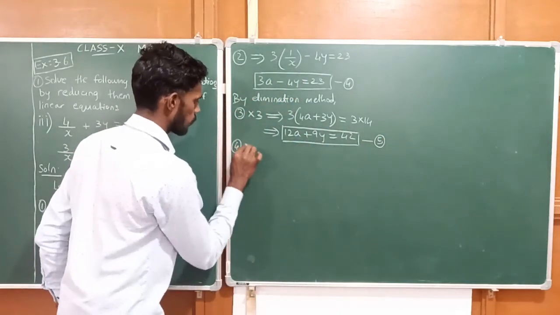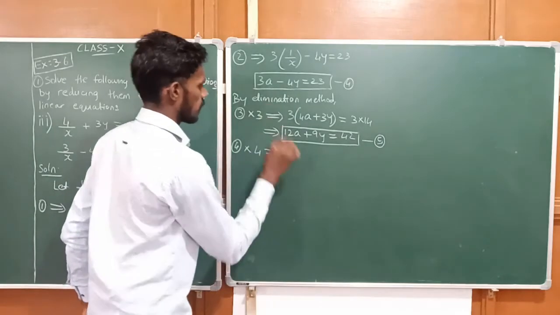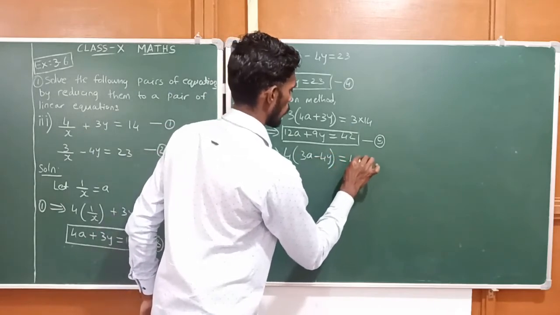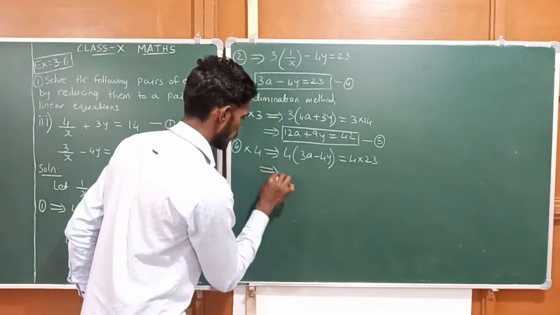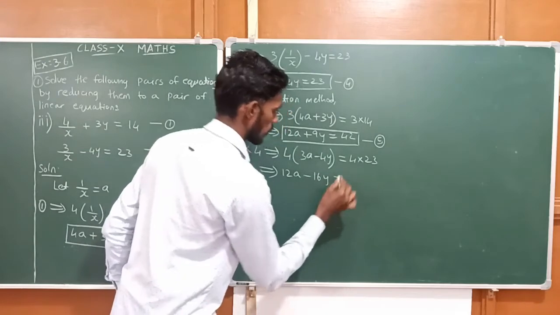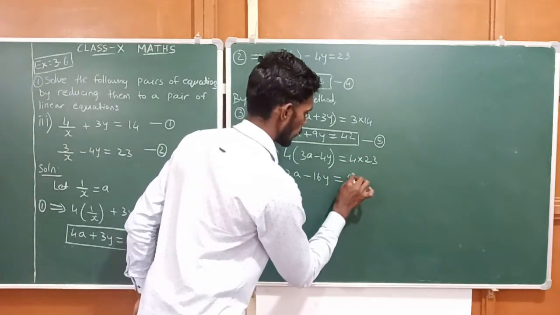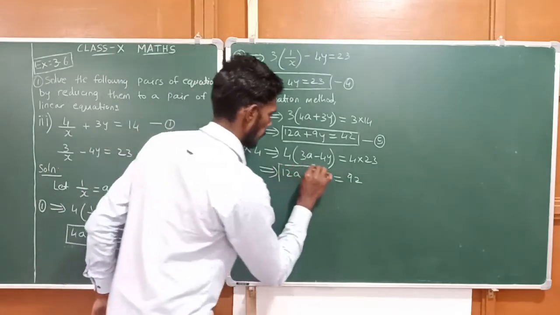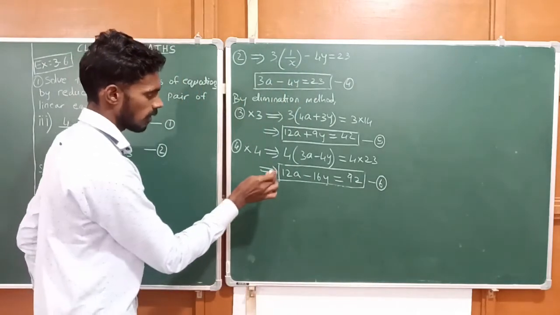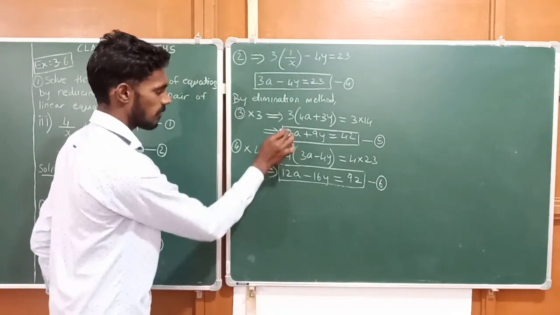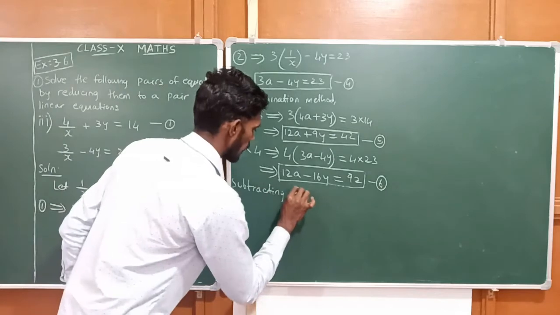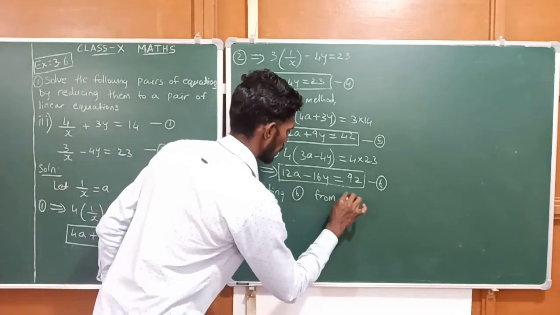Then multiplying equation 4 by 4 on both sides: 4 into 3a minus 4y is equal to 4 into 23, which gives 12a minus 16y is equal to 4 23s are 92. Mark this equation as number 6. Now I am going to subtract equation 6 from 5, subtracting equation number 6 from equation number 5.